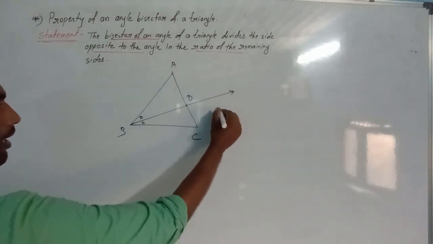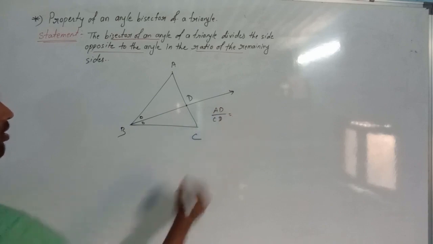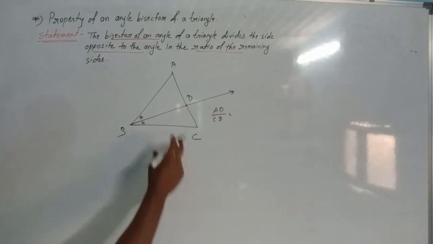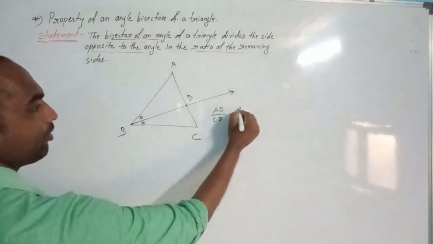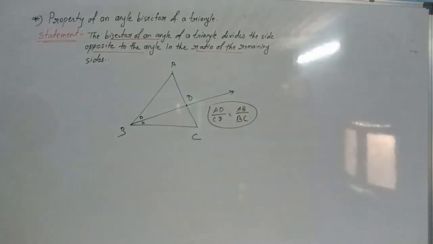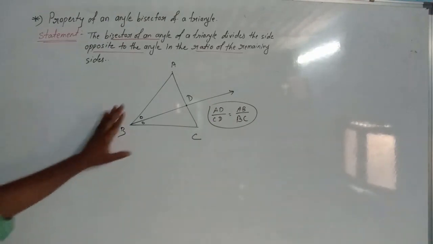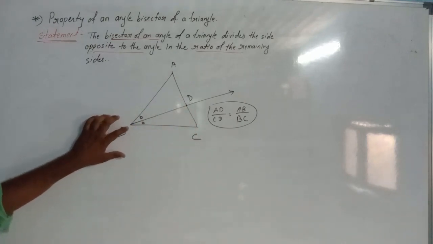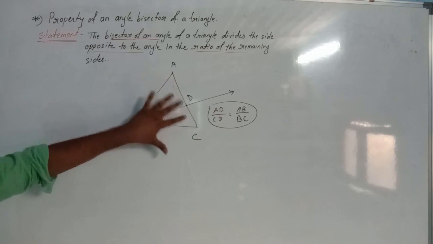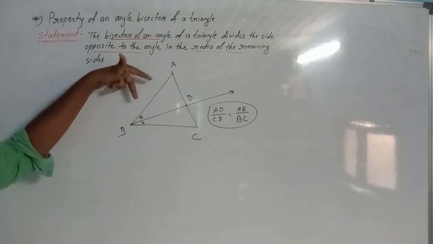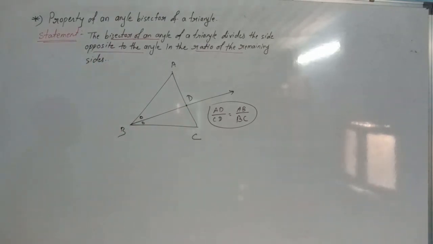What is the ratio? AD upon CD of the remaining sides. So what are the remaining sides? AB and BC. So it will be equal to AB upon BC. Clear? So the theorem says that the bisector of an angle of a triangle divides the side opposite to this angle, correct, in the ratio of the remaining two sides, that is AB upon BC. Clear? Now we will prove this theorem.